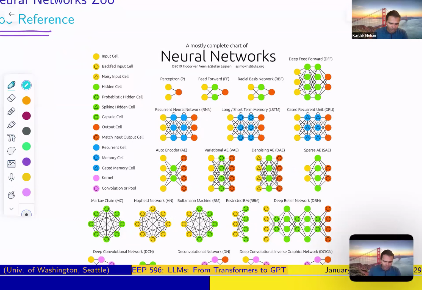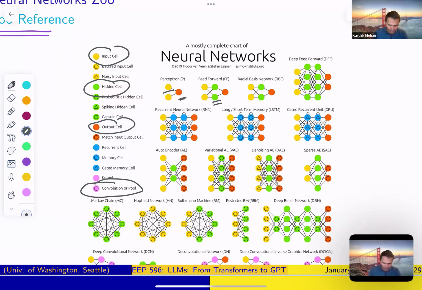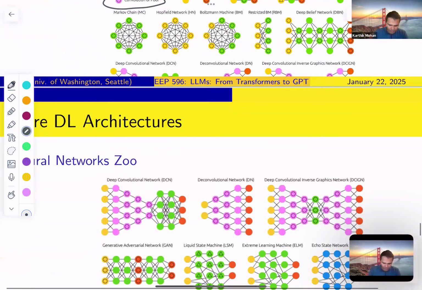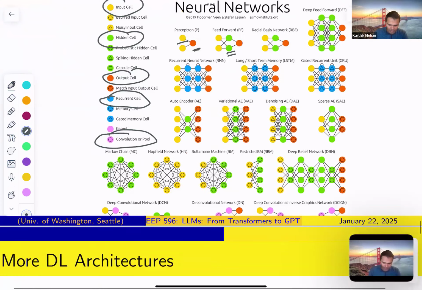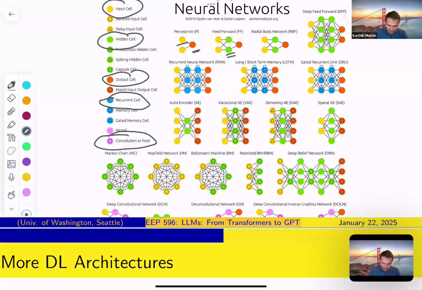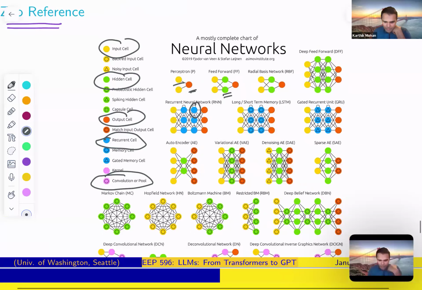Some of the important things I would highlight here are the input cell, the hidden cell, the hidden layers, the output cell, and also the convolutional cell. We also have the recurrent cell, which is this one. If you look at the neural networks, there are so many different kinds of neural networks.